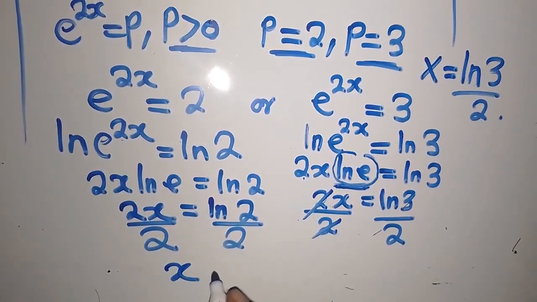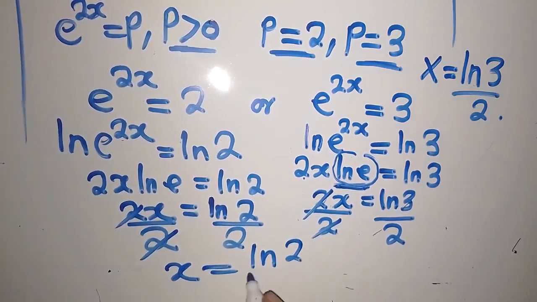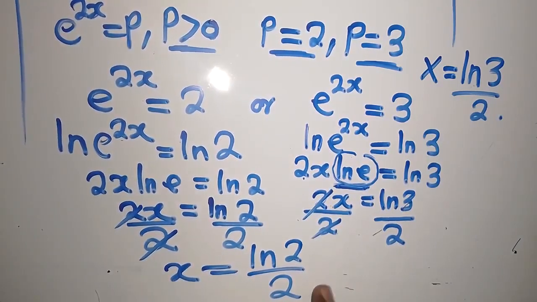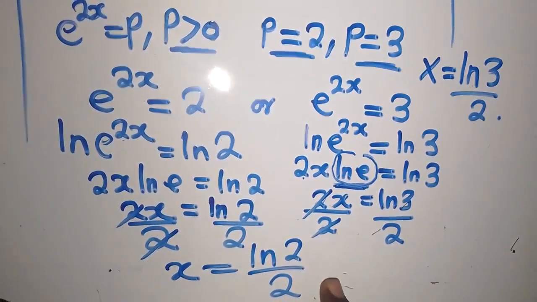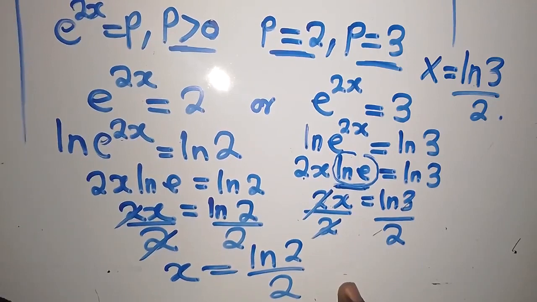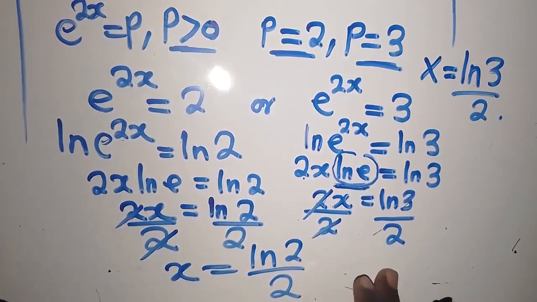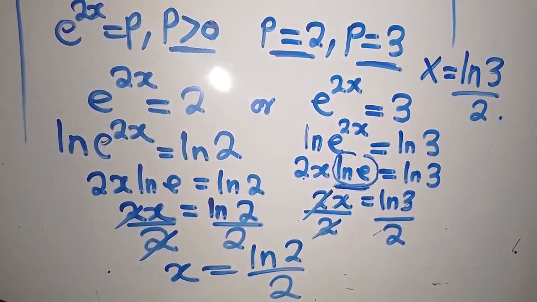You get x cancelled. x is equal to ln 2 over 2. These are your solutions. This is what you are supposed to answer. So let's make sure we revise through this and answer them. These are examination questions that I received from a student at the University of Zambia.